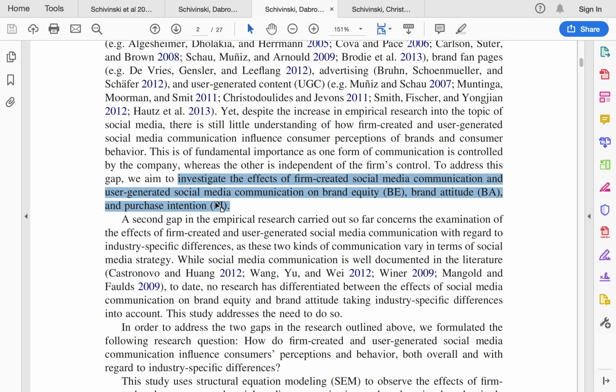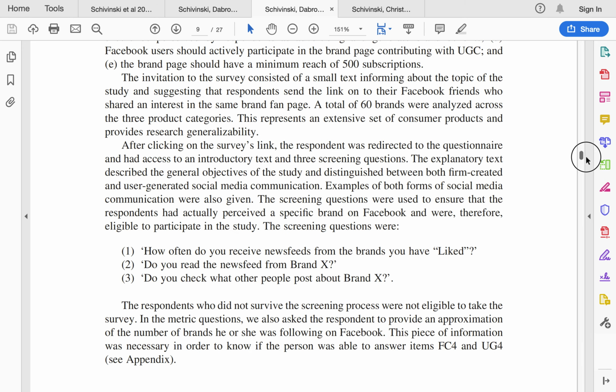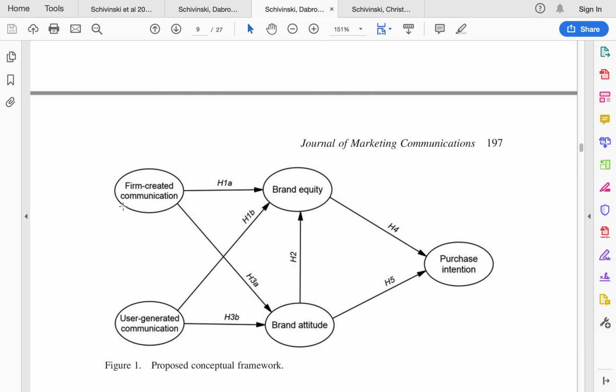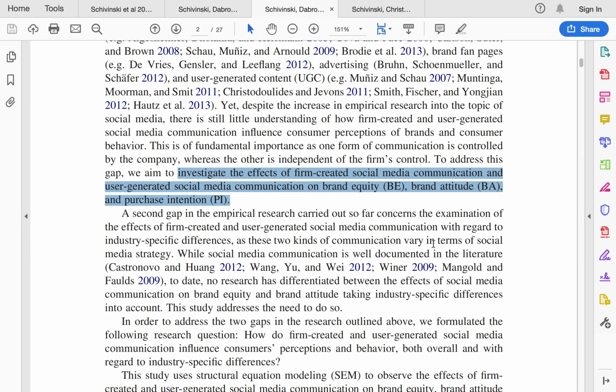attitude, and purchase intention. Once again, it's the model. So this is very technical. That's why I'm repeating myself over and over, showing the examples here. Because if you put in the objectives something that's not presented in the model, then it's a technical mistake.